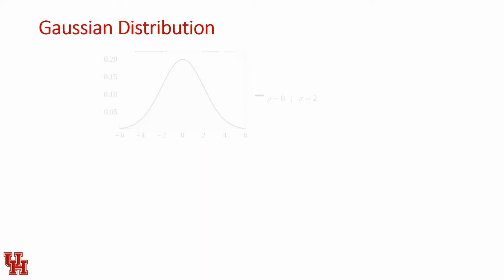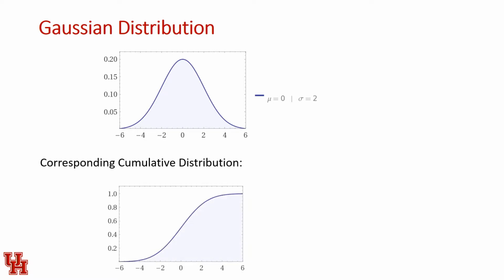All right, so now let's take a look at a more common distribution, the Gaussian distribution. And here's the corresponding cumulative distribution function for the Gaussian, which is a sigmoid. Now, if we want to determine what the probability is of a random variable x taking on a value less than -1, then we would just look up the value of -1 in the cumulative distribution function.